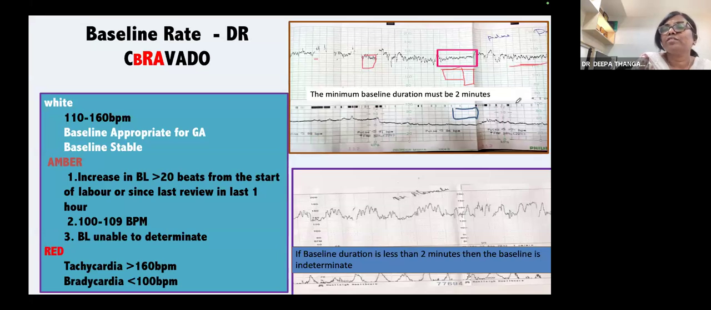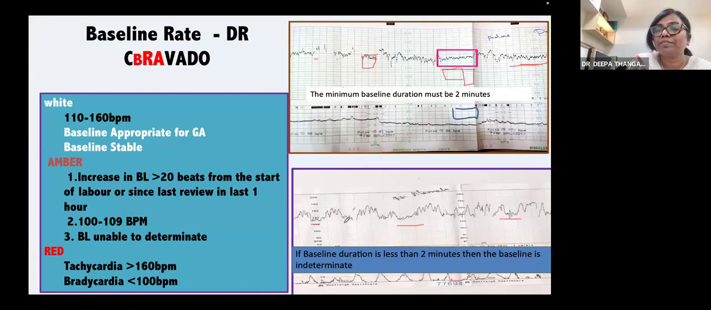At the end of the trace, you will be seeing it. And when you see the baseline, there should be no contractions. In between two contractions only, you have to see the baseline, or in between two accelerations, or in between two decelerations. So when you cannot see the baseline for the last 2 minutes, here in this trace, there is no 2 minutes where we can see the baseline.